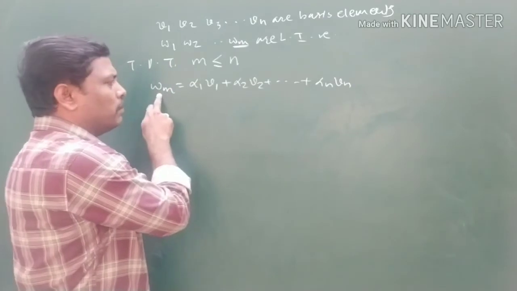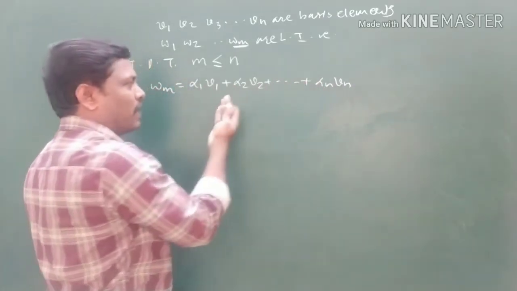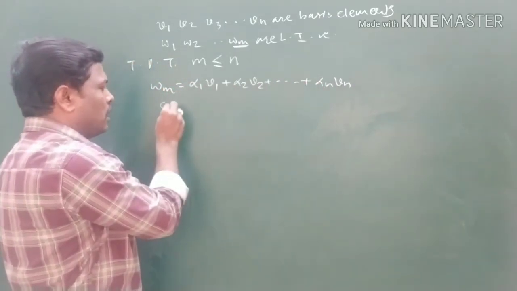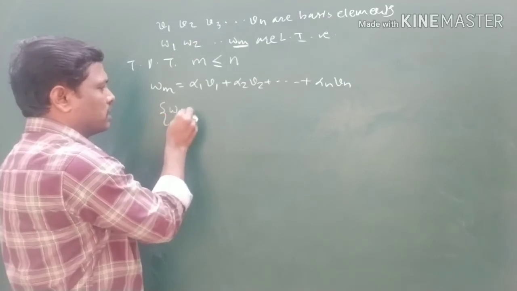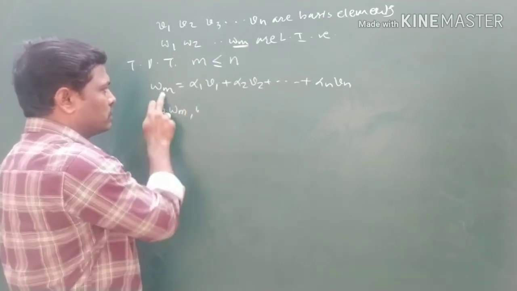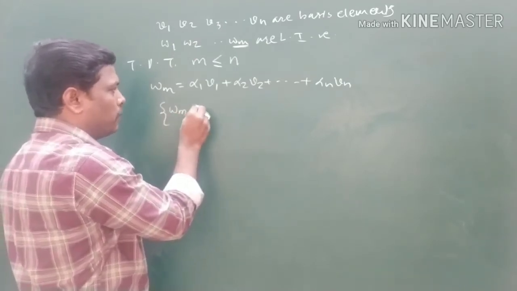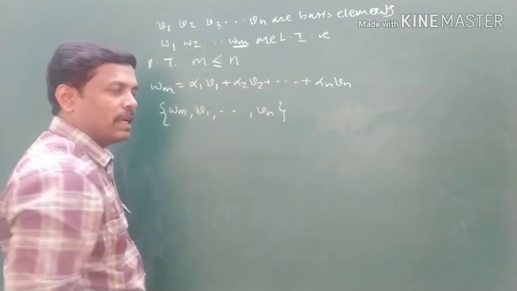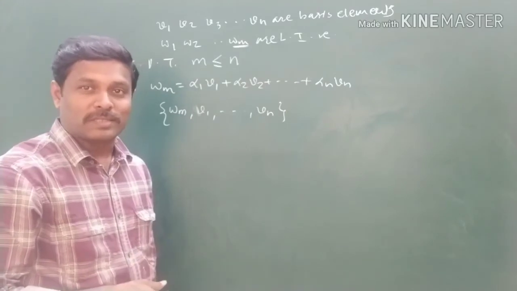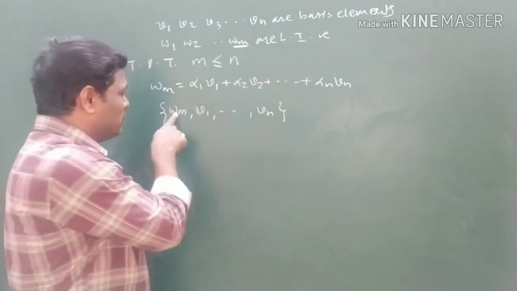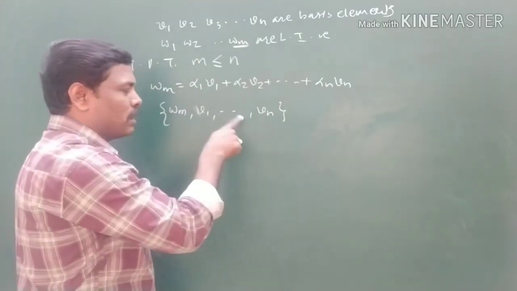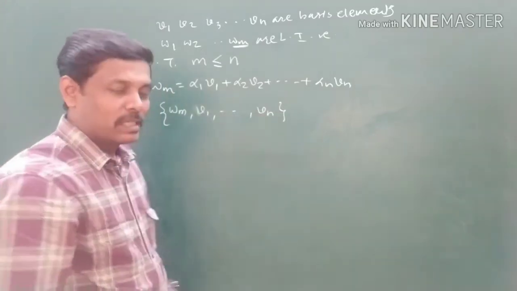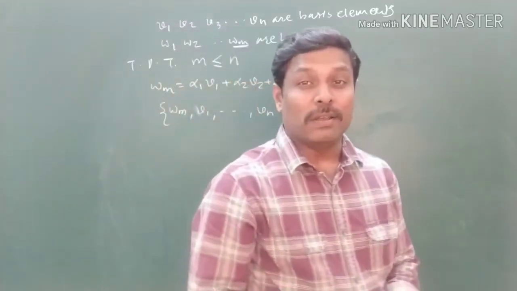Now wm depends on these vectors, therefore when I write the set wm, v1 up to vn, this set contains n plus 1 elements, and since wm depends on the others, this set of vectors is linearly dependent.